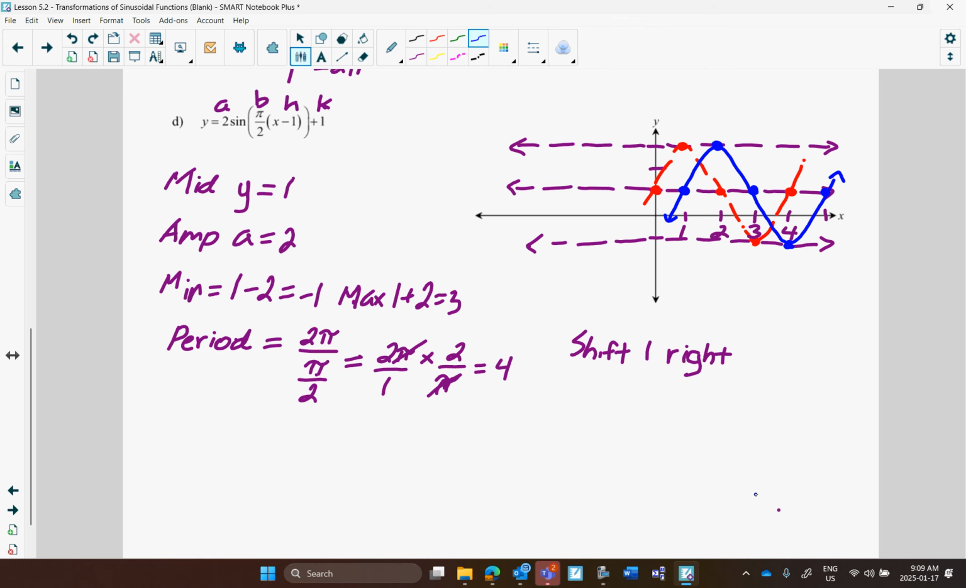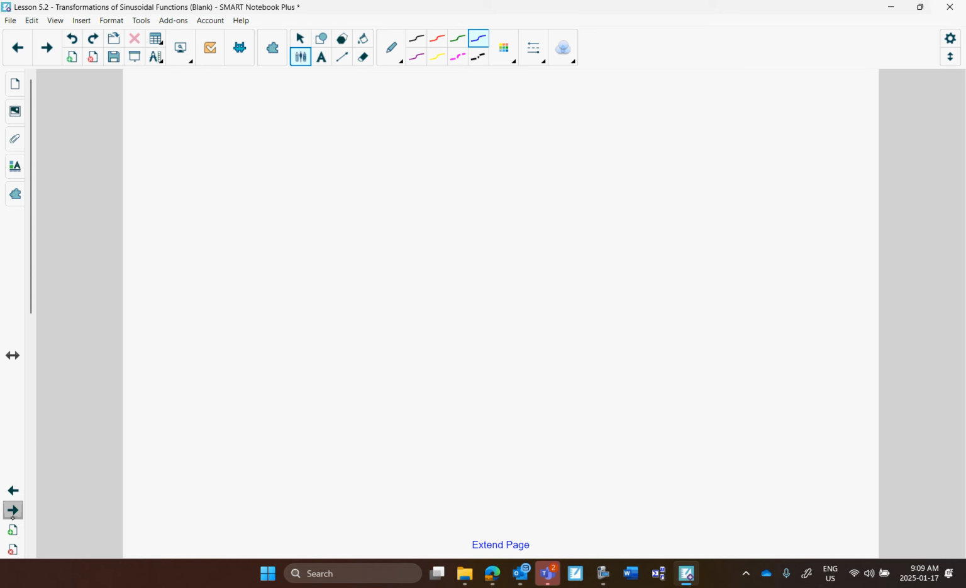Okay. This one, final one. We got a negative, which means we're going to have to flip. We don't have a value for h though, so we don't have to worry about shifting. So what I would like you guys to do is get all the way up to the period. Figure out the midline, amplitude, max, min, period, put your notches in. And you're pretty much 80% done.